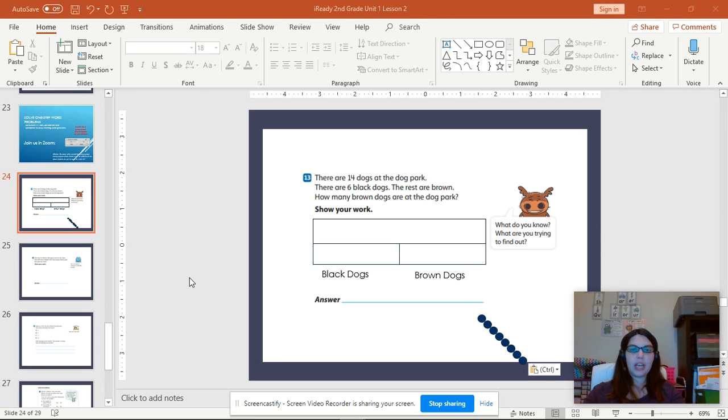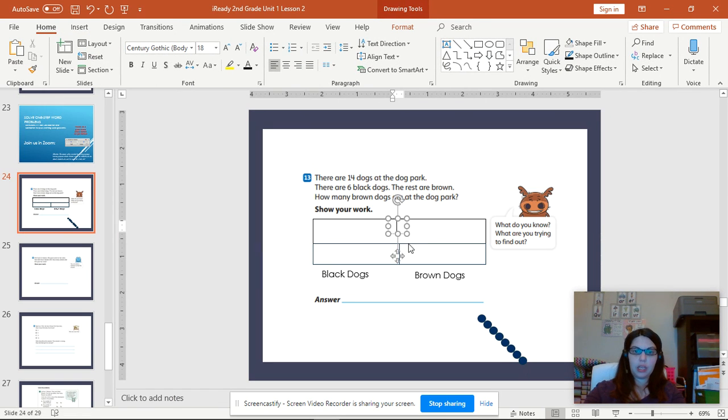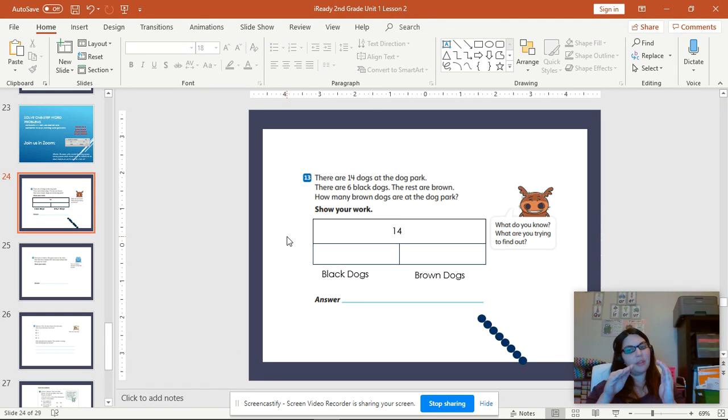Well, I'm going to start out by plugging in the two numbers that I do know. First, it says there are 14 dogs at the dog park. I know that's my whole because it's telling me that those are all of the dogs there. So I'm going to put it up in the top of my number bond. This is the model I've chosen to use for this type of story problem. I'm going to do a number bond and I'm going to add a little bit of drawing into it too. So there's 14 dogs at the dog park.